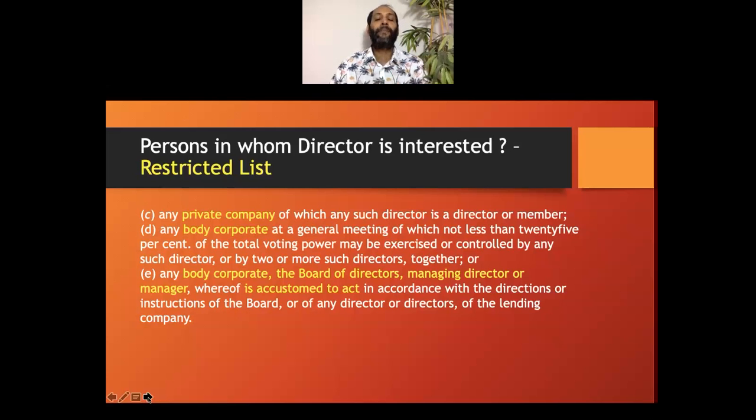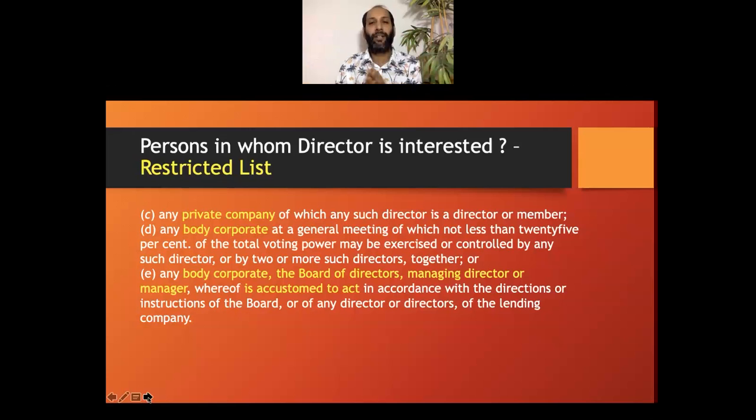Now coming to the permitted list. Friends, this is the third category. I told you the first category is the prohibited list, that is ordinary directors of the company. The second one is the restricted list. The restricted list has three categories: private company, body corporate, etc., in which the directors are accustomed to act. There you can give loans provided you comply with the three conditions: special resolution, explanatory statement disclosure, and utilization for principal business activity.